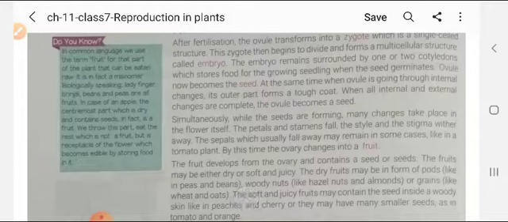Simultaneously, when the seeds are forming, many changes are occurring in the flower itself. The petals and the stamens just fall down. The style and stigma also wither away. Only the sepals, which usually fall away, may remain in some cases, like the tomato plant. But this time the ovary changes into fruit and the ovule changes into the seed.